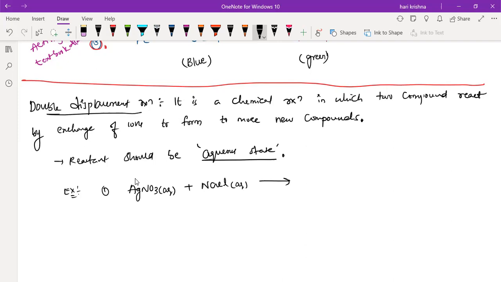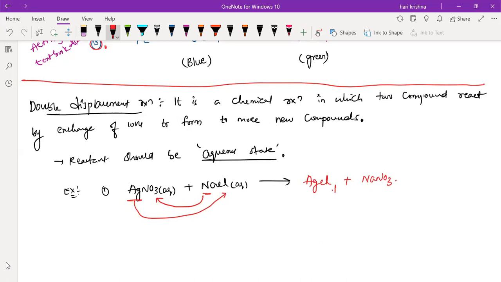What is actually meant by aqueous state? Can you explain that? First, I'll write the equation part, then I'll explain. Whenever you take this reaction, AgNO3 and NaCl are both in the aqueous state. Ag will exchange ions with Na. So Ag will combine with Cl, and Na will combine with NO3. So what do you get as a product? AgCl plus NaNO3. Understand? This is a double displacement reaction.